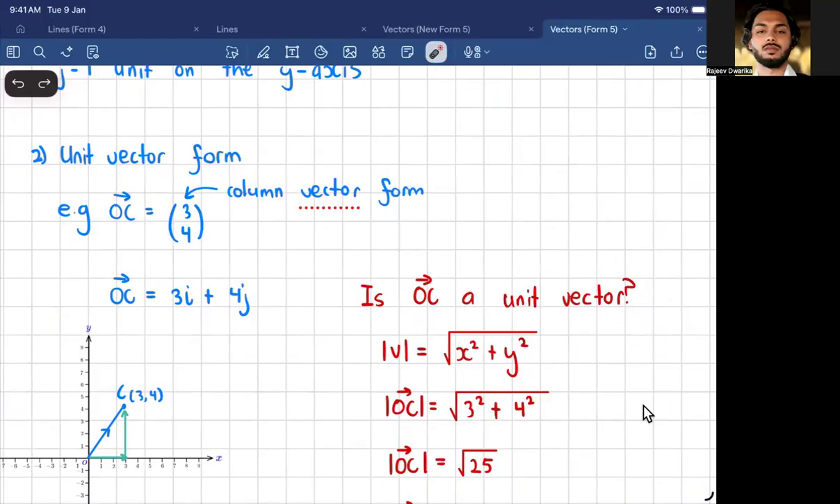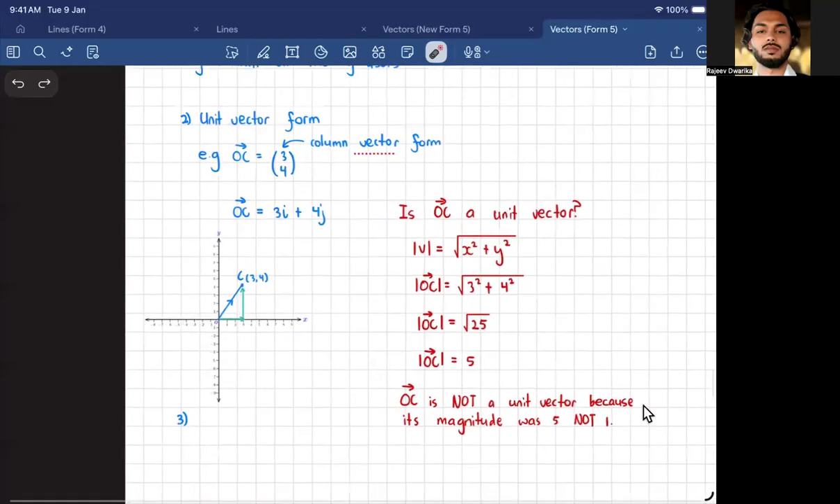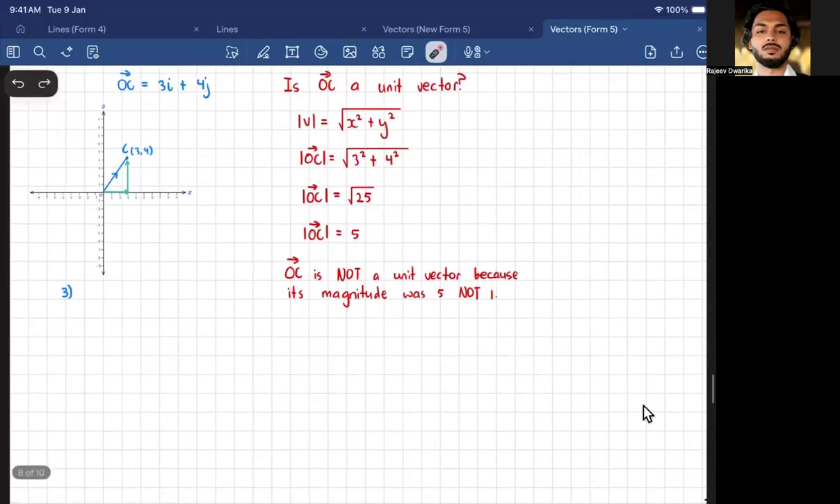So you need to be able to find the magnitude of a vector, right? To find the magnitude of this, it's just going to be the x component, which is 3 squared, plus the y component, which is 4 squared. If it's not equal to 1, then it's not a unit vector. So Sky, is OC a unit vector? No, sir, because the magnitude is 5 now. Right? The magnitude is 5. So that's not a unit vector, right?